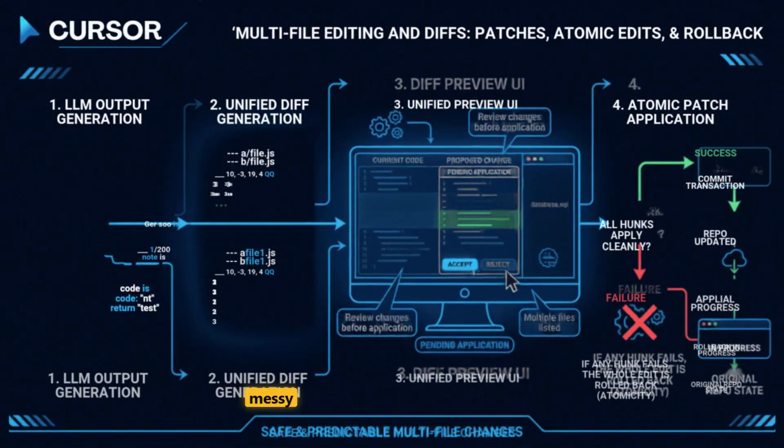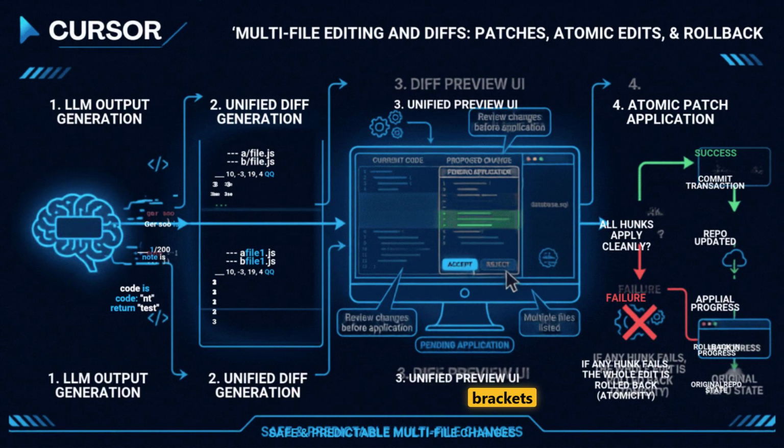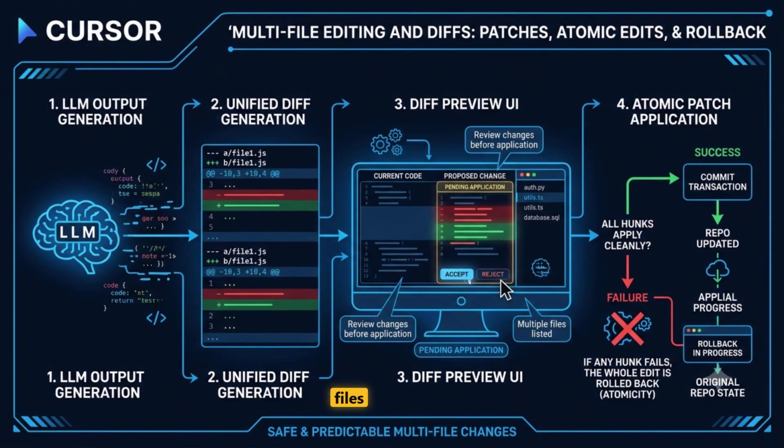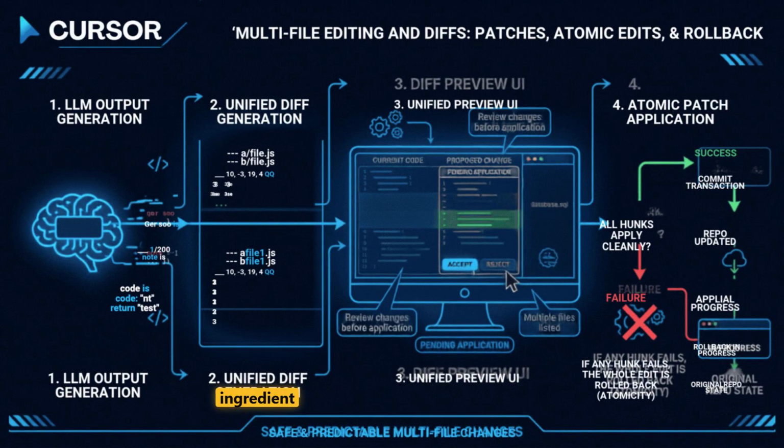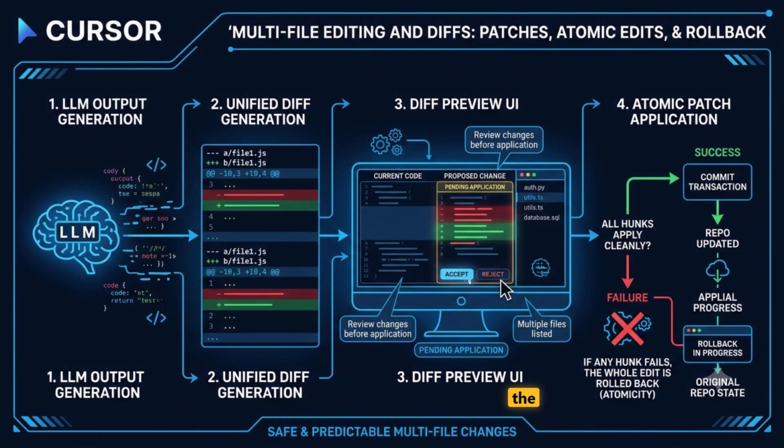generating those messy code snippets and curly brackets. Those aren't raw text files. Cursor prompts the model to emit structured JSON blocks defining each intended change. Think of it like sending a list of ingredient changes instead of rewriting the whole recipe.